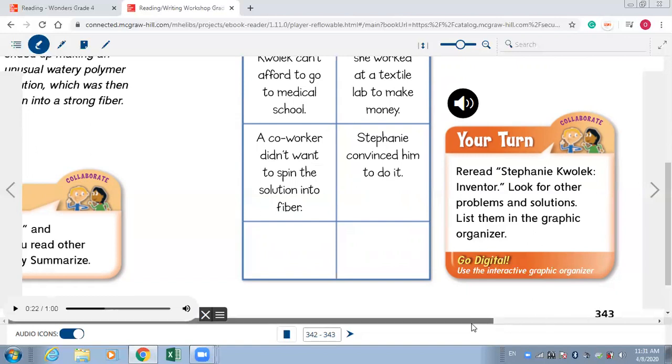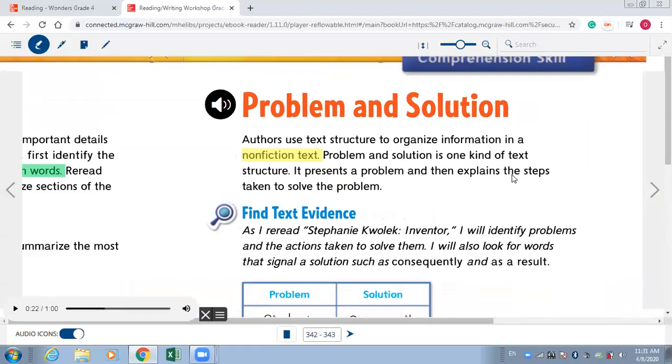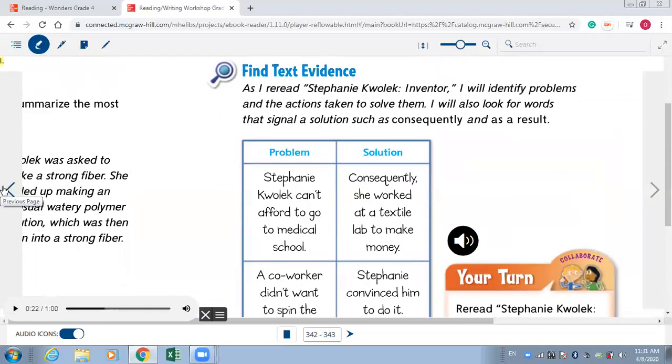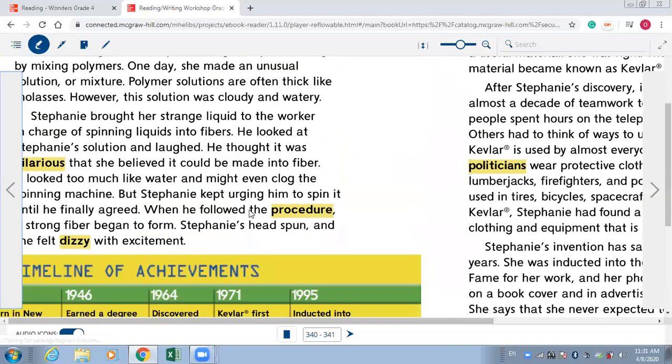Let me take you to page... Take you to this one. Oh, we don't need to highlight. Okay.